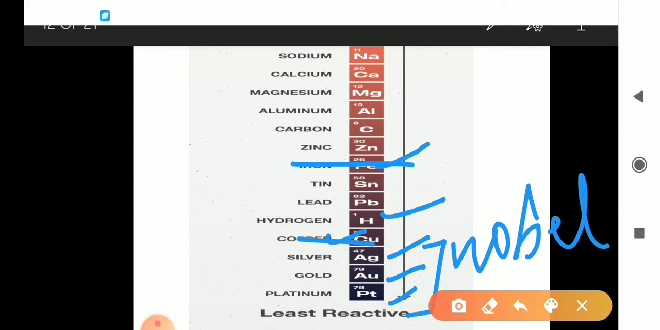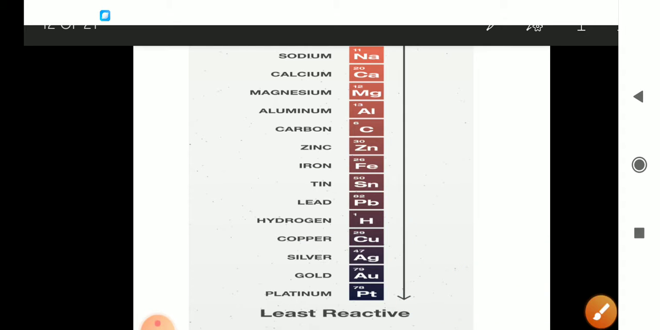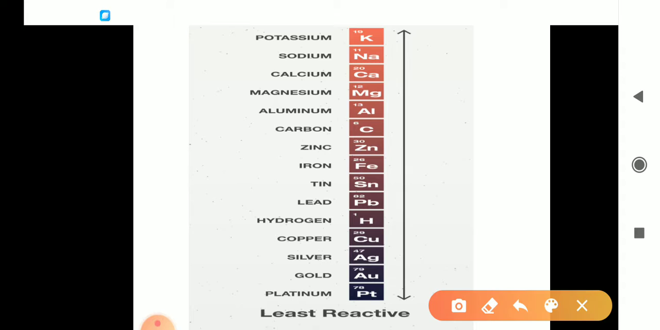When an iron nail is put in the copper sulfate solution, tell me which one of these two, Fe and copper, is more reactive? Obviously iron is more reactive. It means it can displace the copper from the copper sulfate.